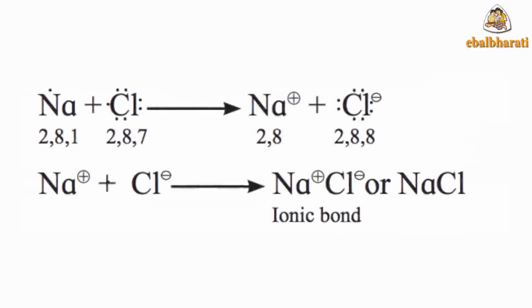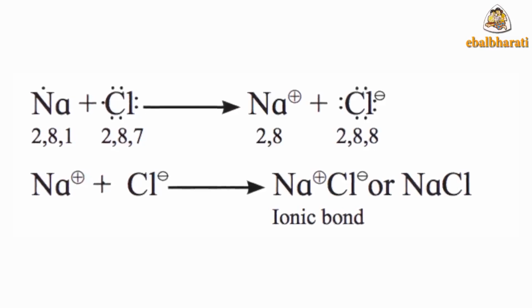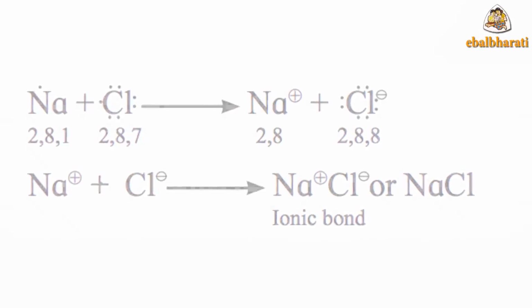During the combination of sodium and chlorine atoms, the sodium atom transfers its valence electron to the chlorine atom. The sodium atom changes into a Na+ ion, while the chlorine atom changes to a Cl- ion. The two ions are held together by a strong electrostatic force of attraction. The formation of the ionic bond between Na and Cl, that is, sodium and chlorine, can be shown as follows.